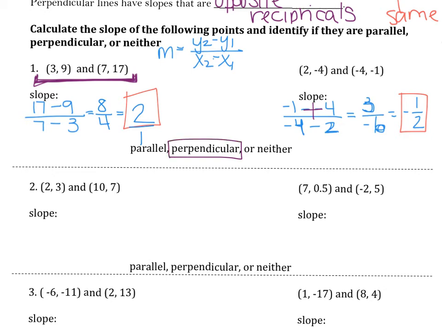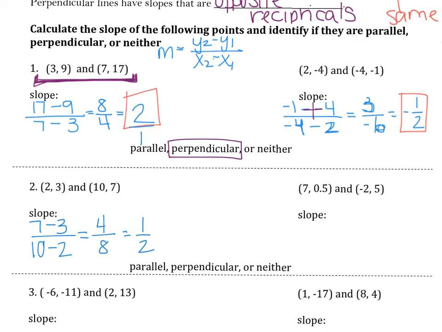Okay, let's do one more of these together. This next one, I have 7 minus 3 all over 10 minus 2. I'm going to simplify that. So 7 minus 3 is 4. 10 minus 2 is 8. And if I reduce that, I'm going to divide 4 out of both. So it's 1 over 2 is my first slope.